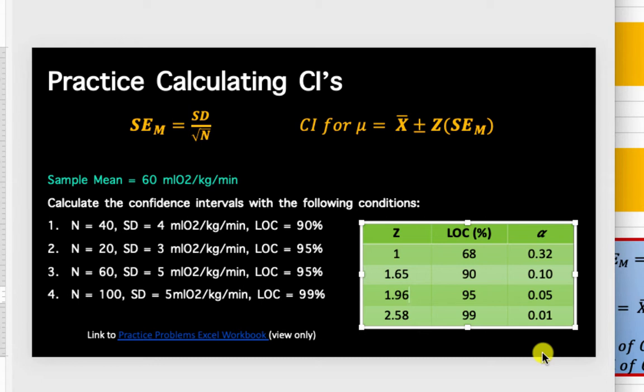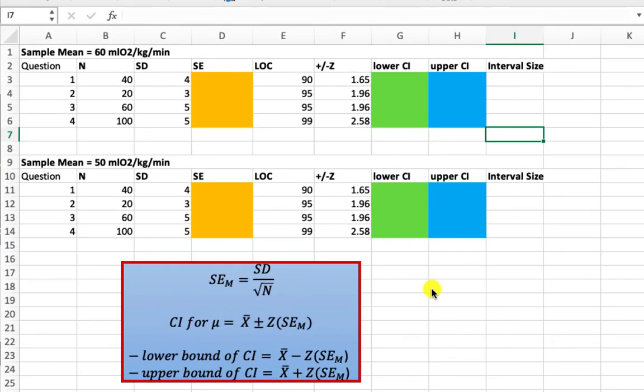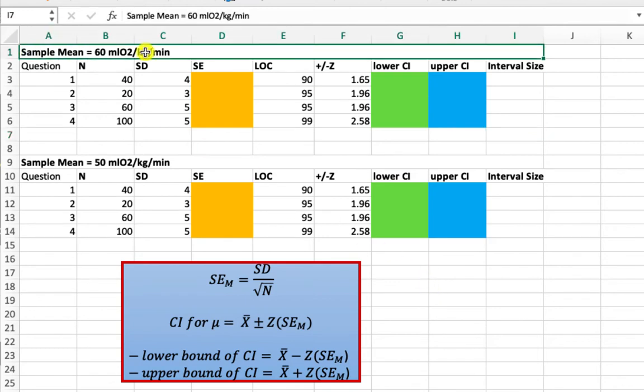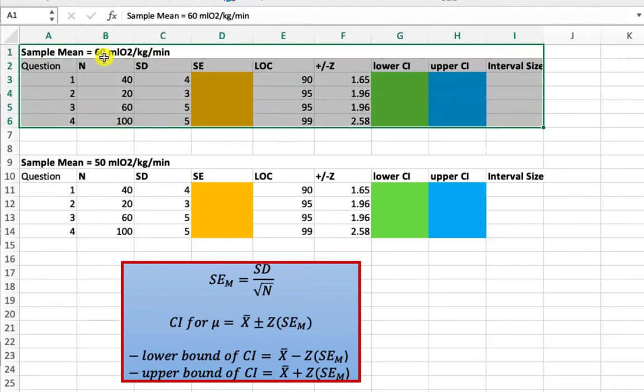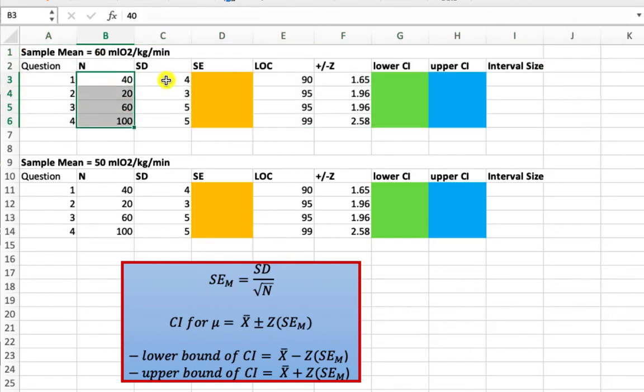What I've done is I've linked a practice problem Excel workbook. It is a view-only format, that way you don't mess up the workbook for your classmates, so you will have to download it from the online version of Excel. And when you do that, you will get a spreadsheet that looks like this. We can see up here, this is the example for a sample mean of 60. I've input all of the sample sizes, the standard deviations, the level of confidence, as well as the z-scores that are associated with those LOCs.